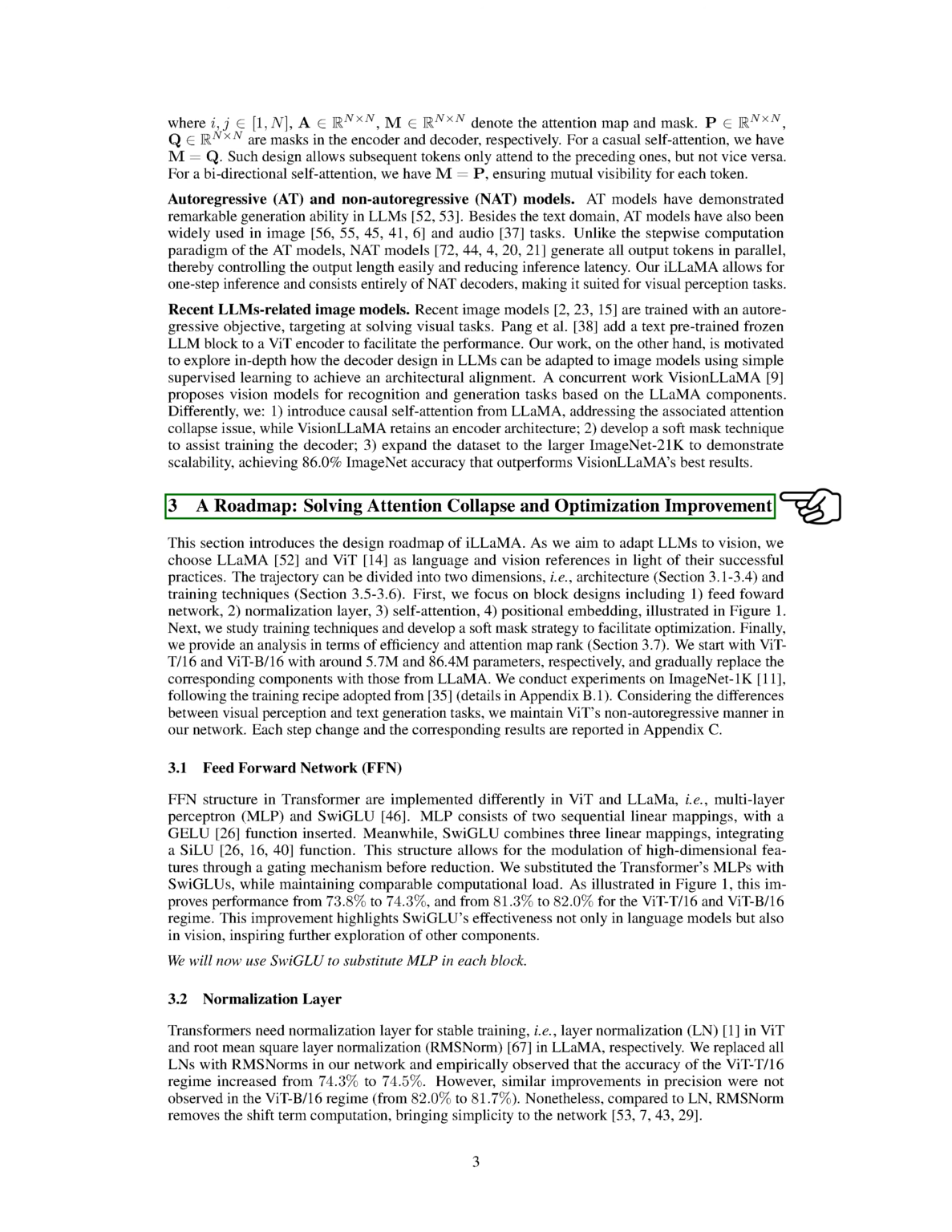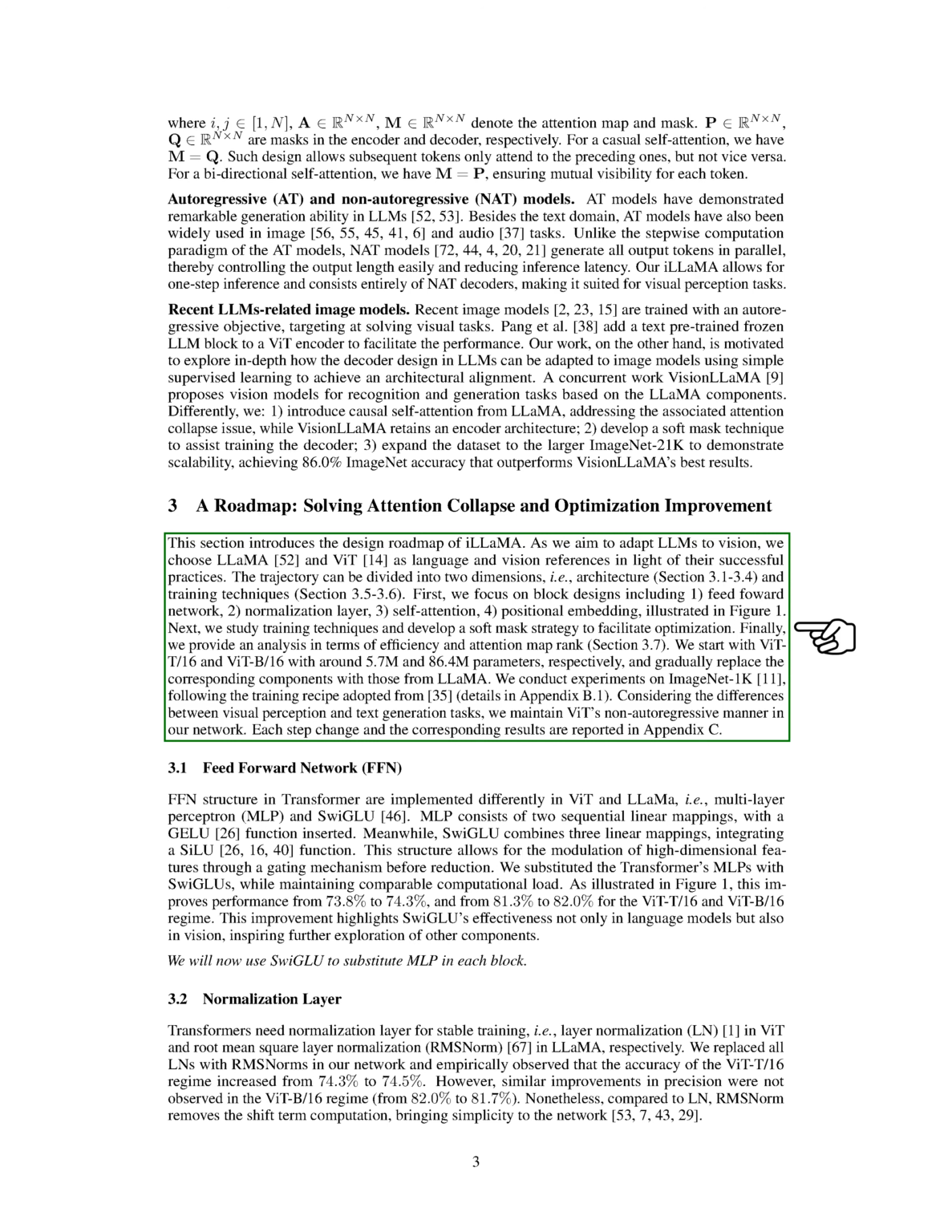Section: A Roadmap, Solving Attention Collapse and Optimization Improvement. In this section, we introduce the design roadmap of iLLaMA. We aim to adapt large language models, LLMs, to vision by using LLaMA and ViT as our references. Our trajectory consists of two dimensions: architecture and training techniques.